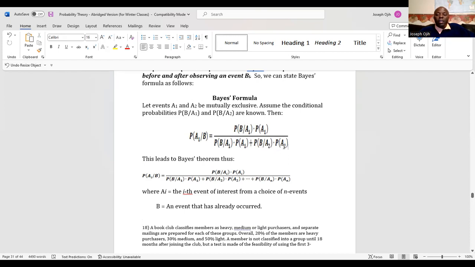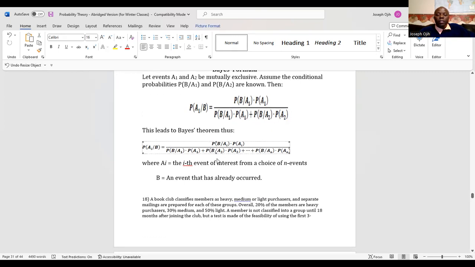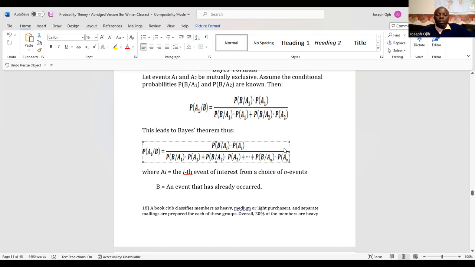Now, if there are three events, you can continue to the third event. And if there are four events, you can continue. Talking about the denominator, you get a term for A1, for A2, and for AN, where N can be any number, it can be A3, A4, A5. Usually when we are looking at a formula like this, they look like monsters, but actually, when we apply them, we see that they're not that bad.